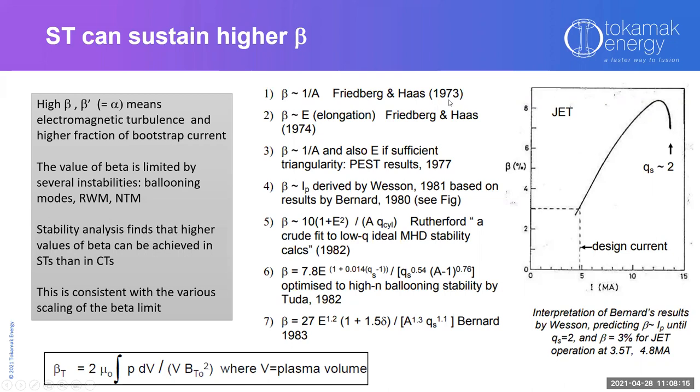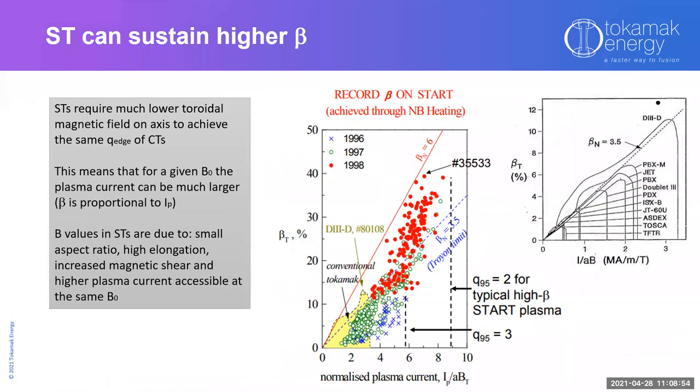Here you see that from 1973, people thought that the beta limit scaled with 1 over the aspect ratio. Then they found that the beta limit scaled with the elongation. So at the end, the scaling has evolved consistently with the availability of experimental data. But what remained is the fact that the maximum beta that you can achieve in a plasma scales with elongation. And spherical tokamaks operate naturally at highly elongated plasmas.